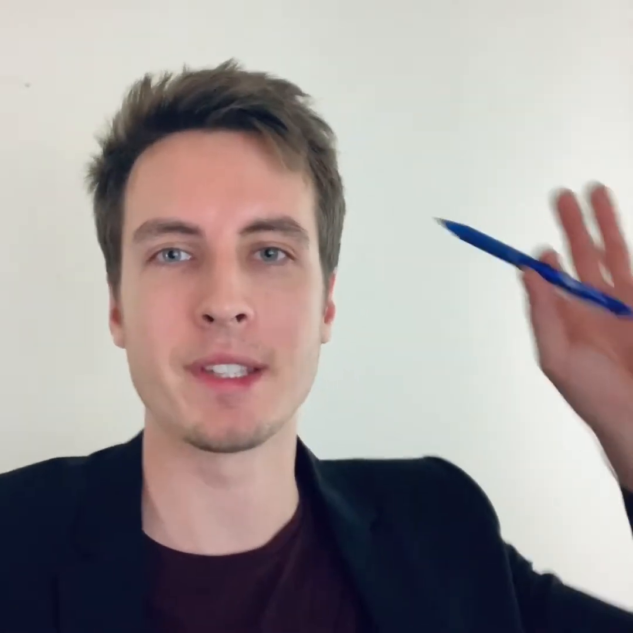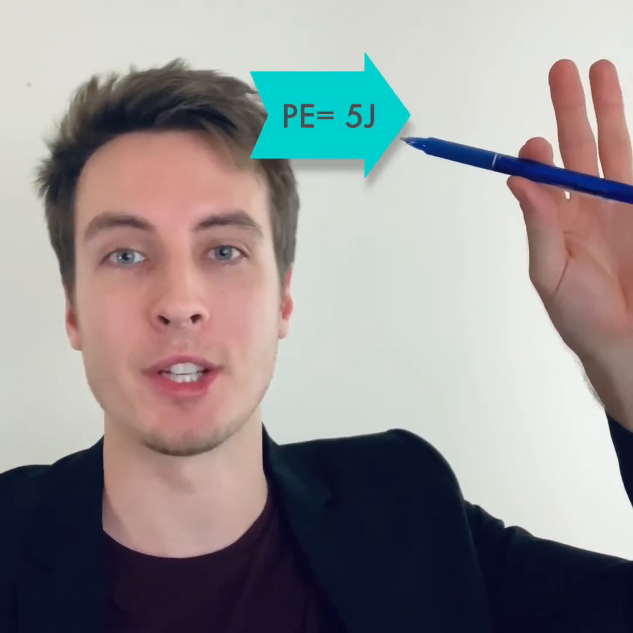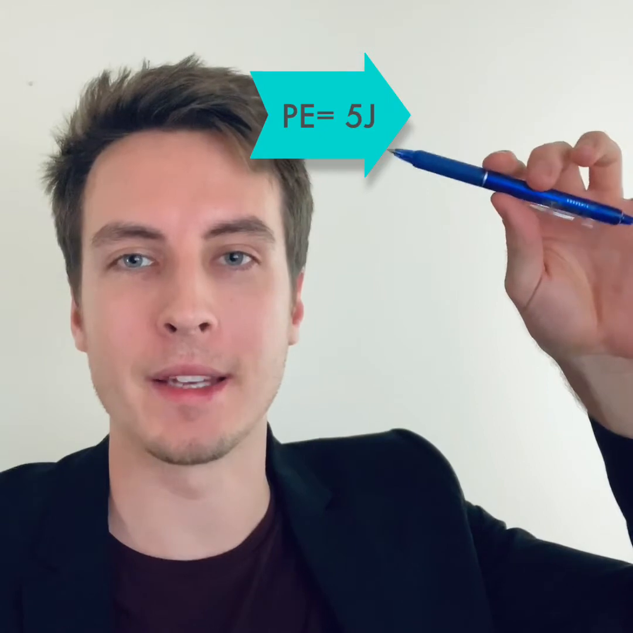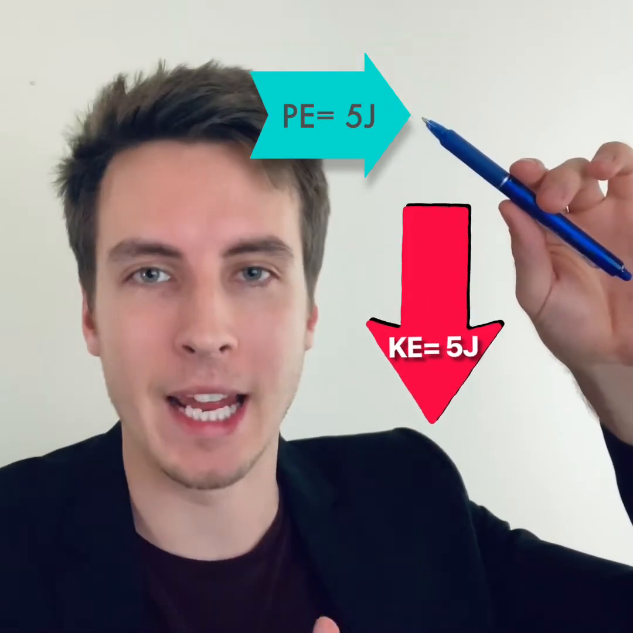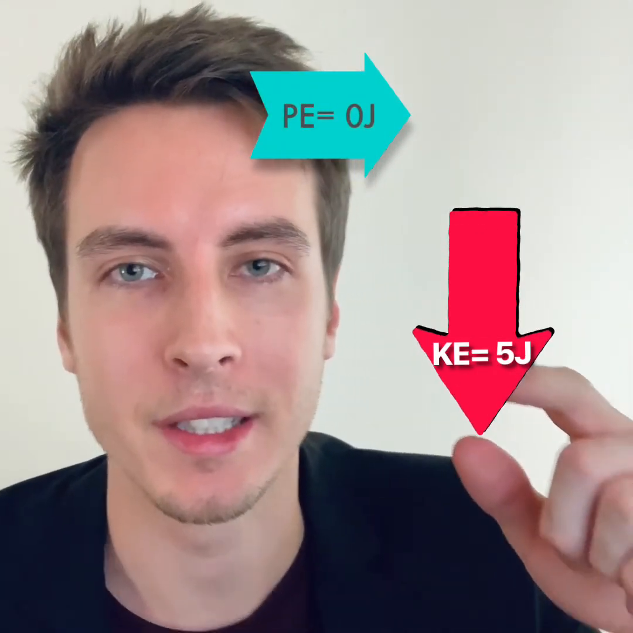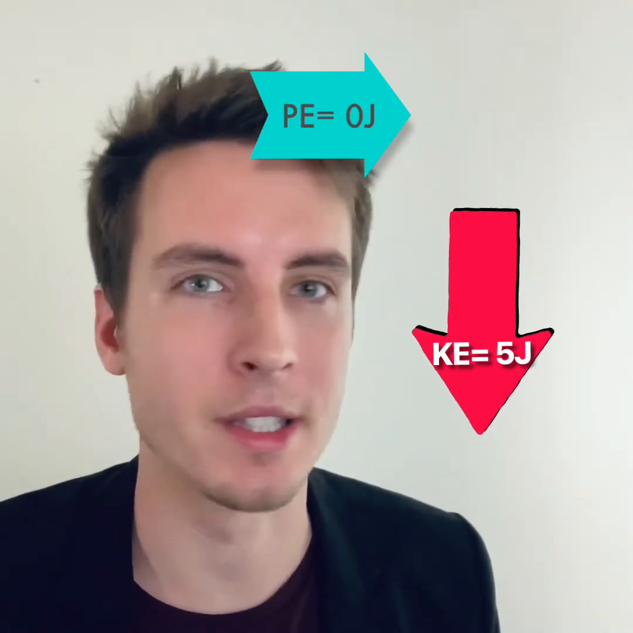So let's say we have this pen here, and it has 5 joules of potential energy. By dropping the pen, we allow the pen to transform its potential energy into the energy of movement, kinetic energy. And when you measure how much kinetic energy is transformed from that potential energy, it's the same.